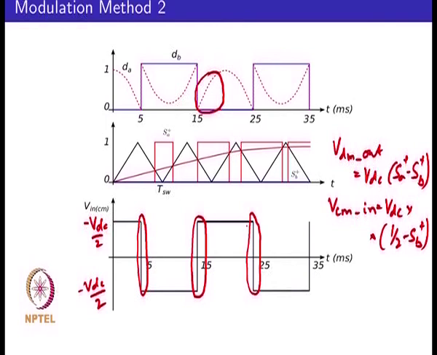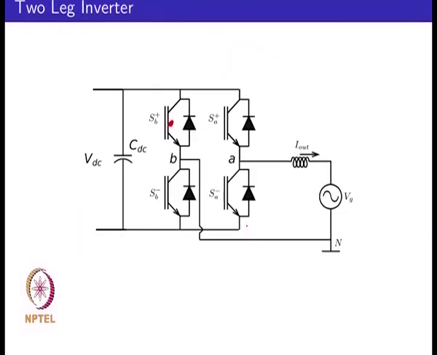So, if you now look at the option that we had looked at, we were switching leg B at the fundamental frequency, and we switched leg A at high frequency. We could also take a different alternative approach where we switch leg B at the switching frequency, and we could switch leg A at the fundamental frequency. So, we will call that modulation method 3.